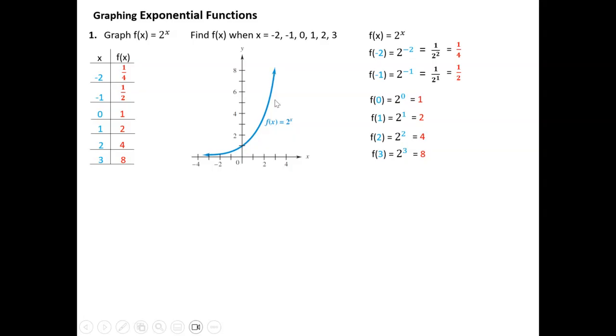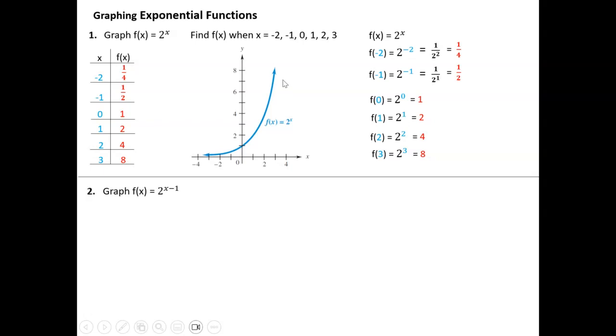Hey guys, these are the numbers that we usually use, because if we put 4 for x, it's going to give us 16, and 16 will be way up here. It's going to be off the grid. That's the reason why these are the values that we plug in for x, from -2 all the way to 3. It depends on your base.